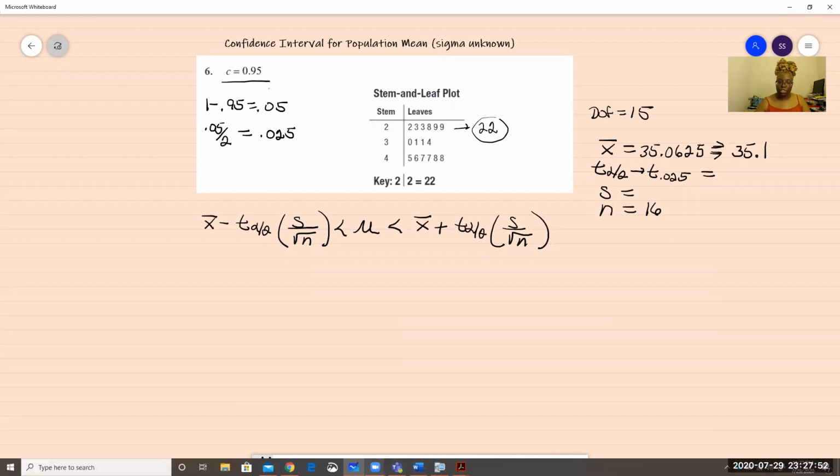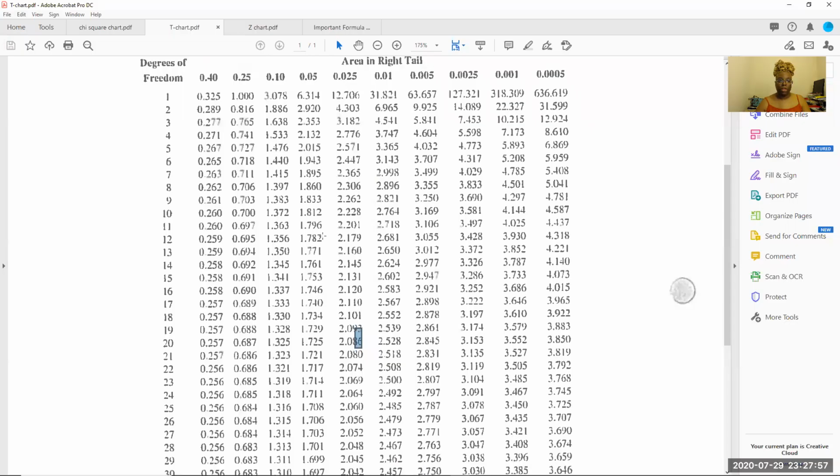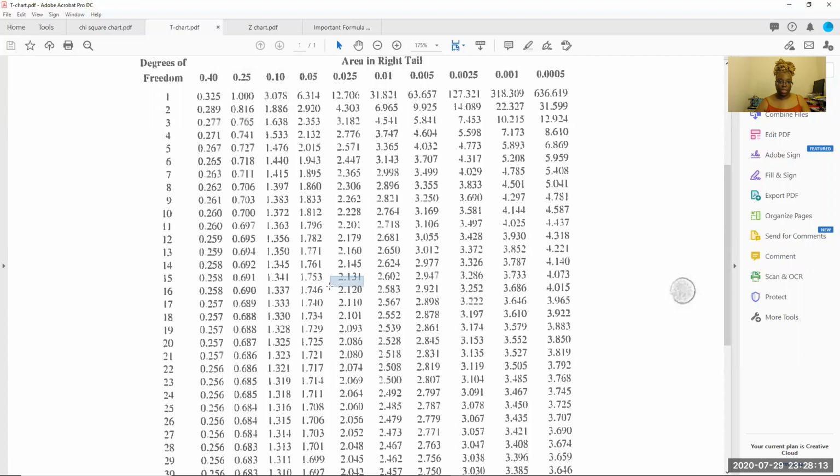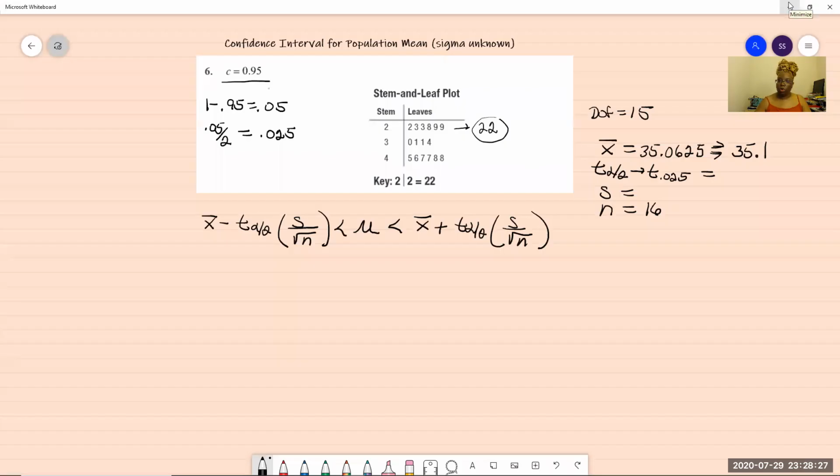So let's go back to our t chart. 15 at 0.025. So here's 0.025 up at the top, and then I'm going to come down here to 15. All right, so there we are. 15 at 0.025 is 2.131. So your t alpha over 2 is 2.131.